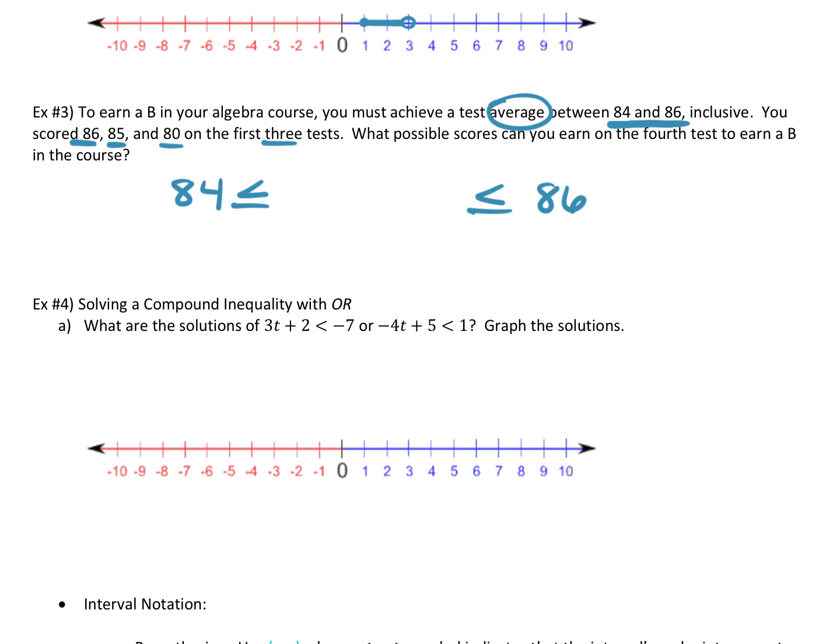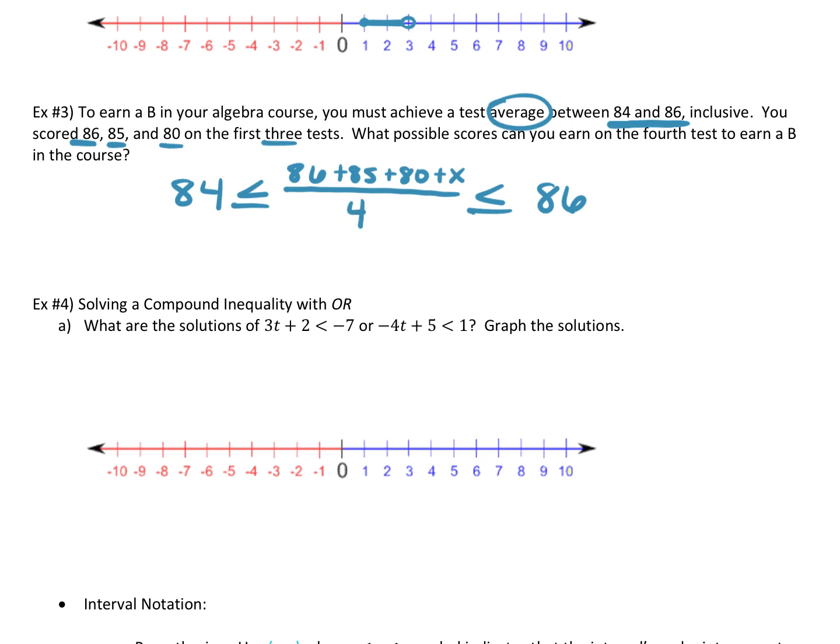It might be. We don't know what it is. What do we call something we don't know in math? X. Give it a variable, okay? Here's what we're going to do. We're going to say 86 plus 85 plus 80 plus whatever you get on that 4th test divided by what? 4. There are 4 tests. We're finding the average of 4 tests.